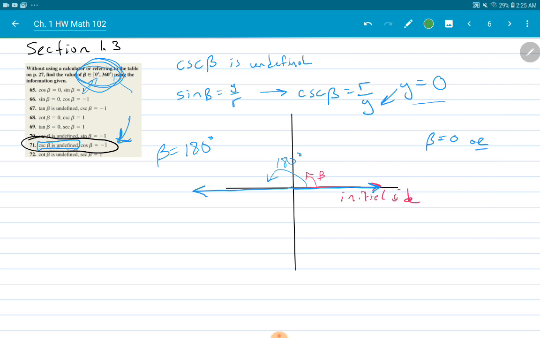Okay, so I have cosine of beta equals -1. That's my second hint. And my cosine, I remember, is x over r. R is always positive, so that must mean that x is negative. So if x is negative, that means it's going left, to the left of the y-axis. So that means that beta must be 180 degrees.